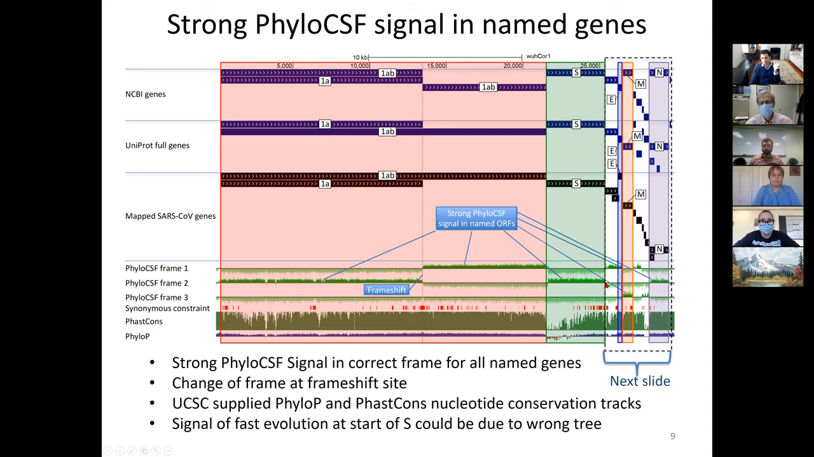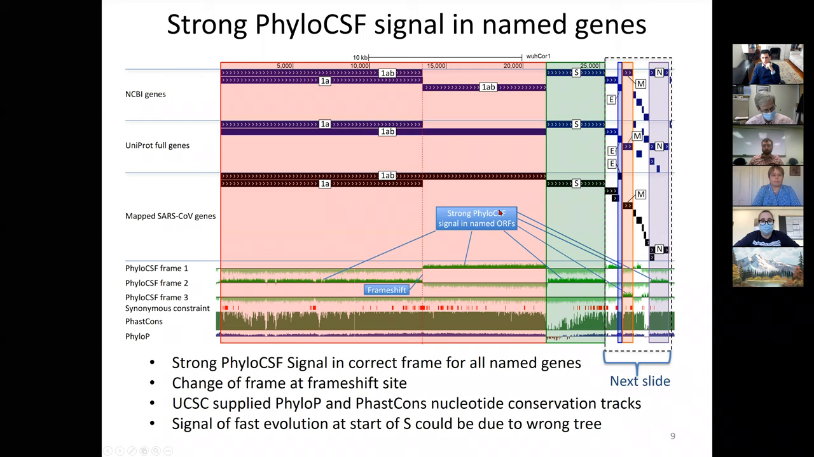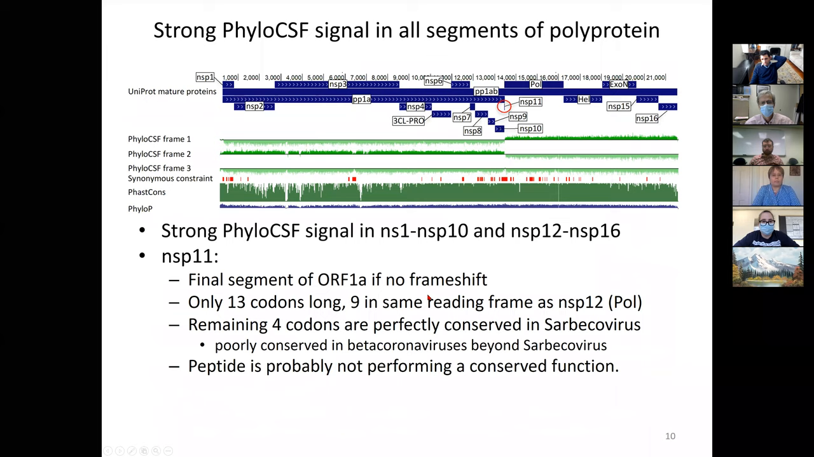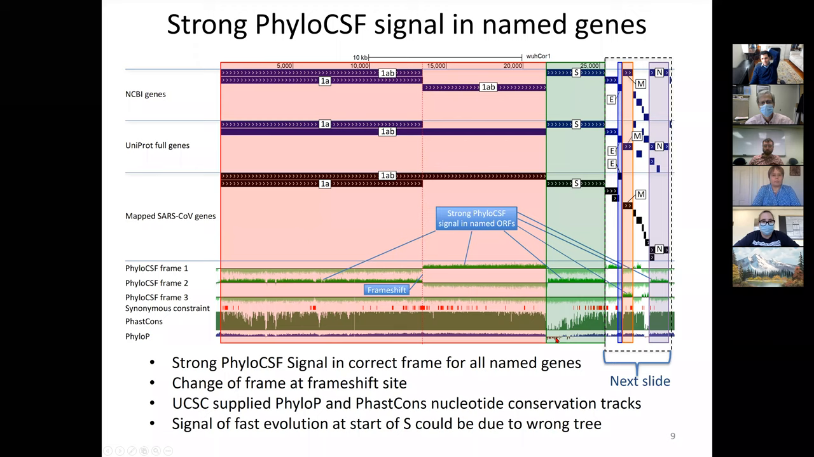So basically what you see is this very strong signal for this method that Erwin has both helped develop and extend. So phylo-CSF, which stands for codon substitution frequencies. So this phylo-CSF signal that we see here is extremely strong and extremely reading frame specific.